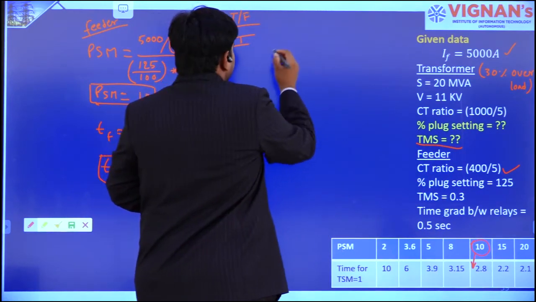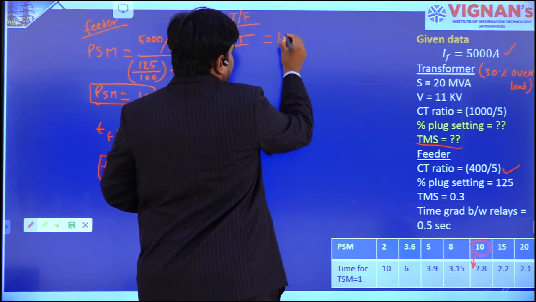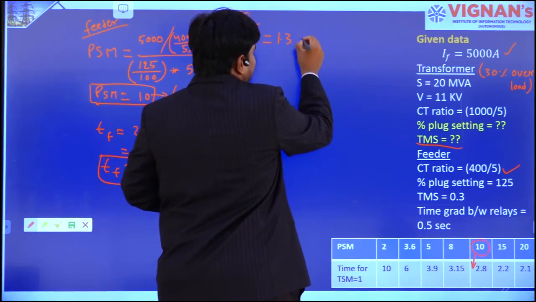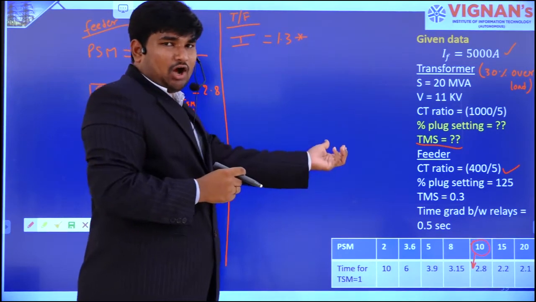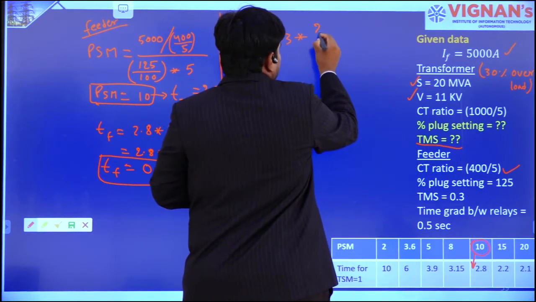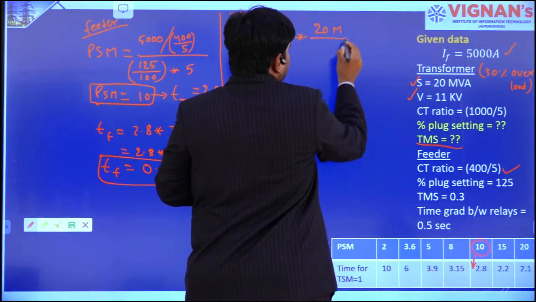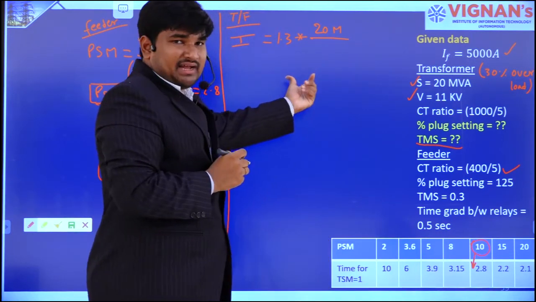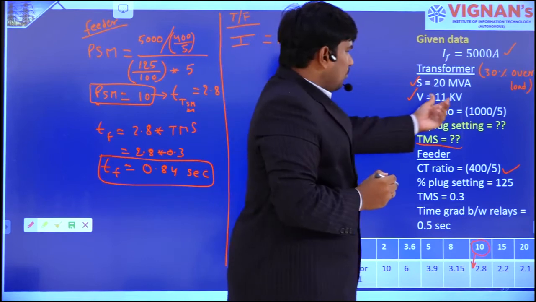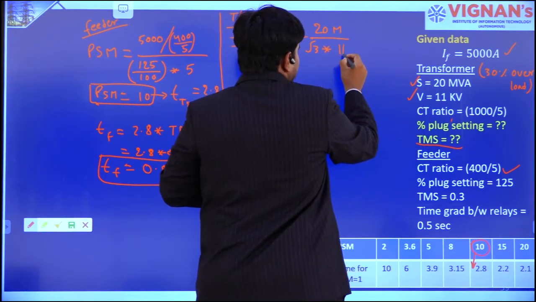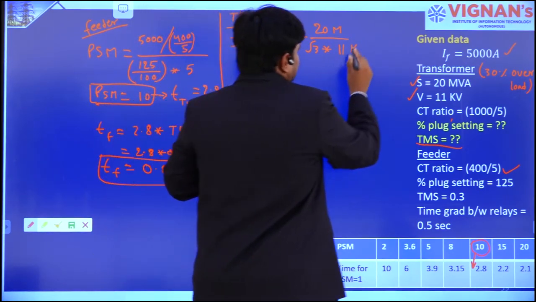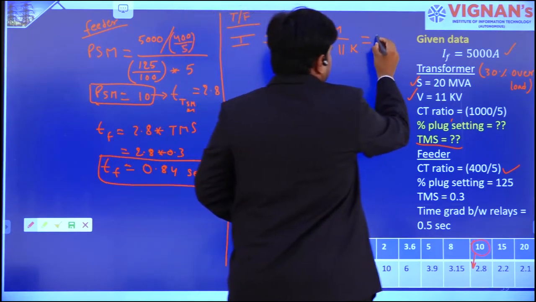Now I is equal to 1.3, I am multiplying with 1.3 because of the 30% overloading. So 1.3 into the rated current. How can we find it? As we have S and V, that is 20 into 10 power 6, mega in the sense, divided by root 3 into the line voltage, that is 11 kV. So from this, the current will be 1365 amperes.